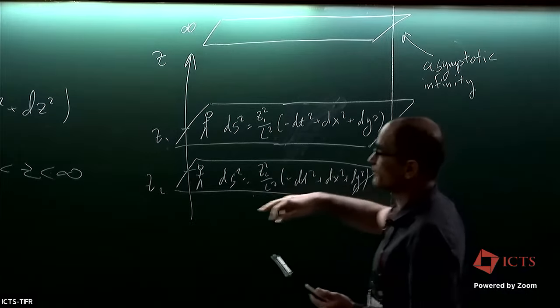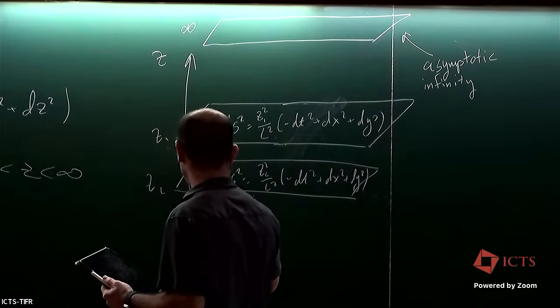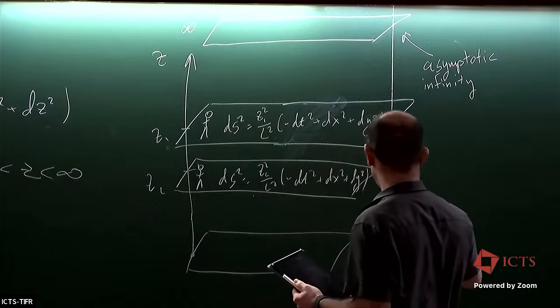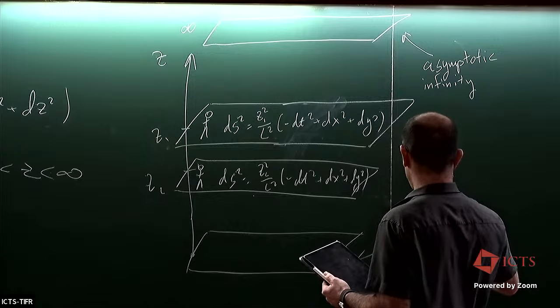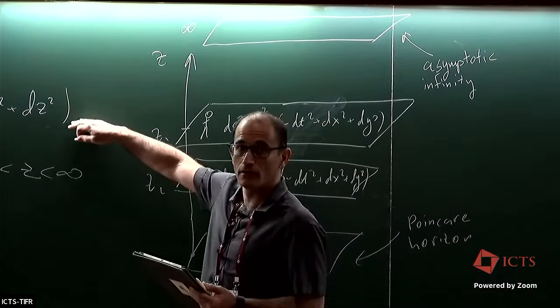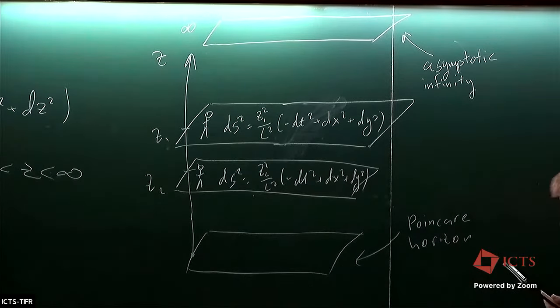And you can see that something weird is happening at z equals 0. It's not really important for this talk. This is called a Poincaré horizon. Nothing special is happening there. It's just that the coordinate system doesn't really cover z equals 0, much like the origin of a polar coordinate system.